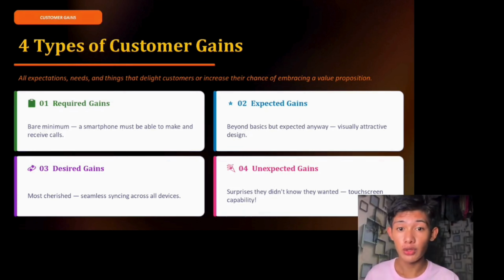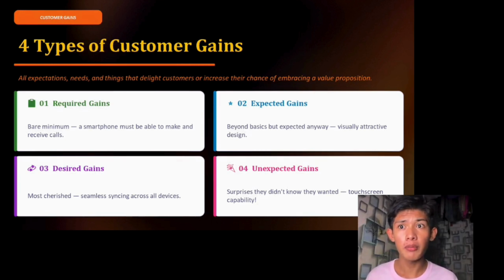Now po, let's proceed to the customer gains. So, yung customer gains po, ito po yung nag-i-include ng all the expectations and needs of our customers. So, sa customer gains, we have 4 types po. First is the required gains. Ito po yung basic expectation po sa product or service na in-offer natin.